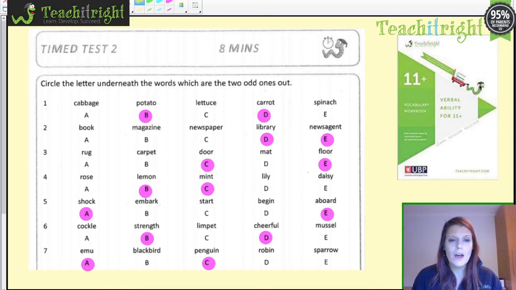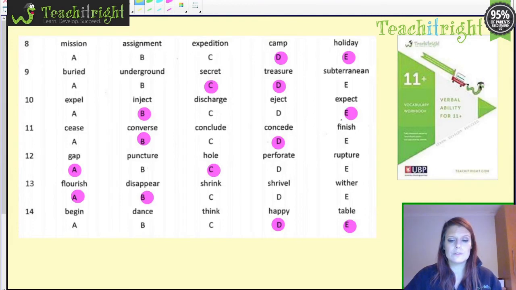Number 6, sorry. Strength and cheerful are the unrelated ones. These others are types of shellfish. And then 7, emu and penguin are the only birds that can't fly. Moving on to 8. A mission, assignment and expedition are all types of journeys with a purpose, whereas a holiday and camp are slightly different.